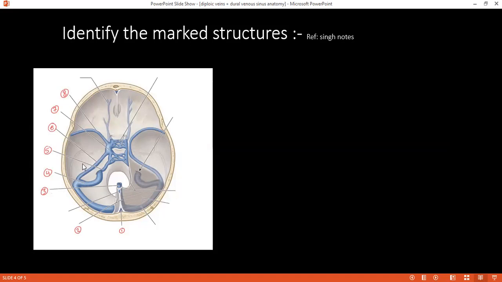5, please. 5 is inferior petrosal sinus. 6 is superior petrosal sinus. 7, please. 7 is the confluence of sinuses. 8, please. 8 is sphenoparietal sinus. All right. What about this one? The arrow is pointing at this one, but it is not. This was the transverse sinus. It is actually the intercavernous sinus.